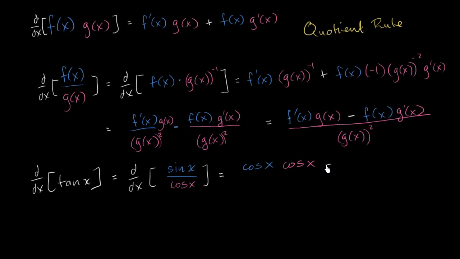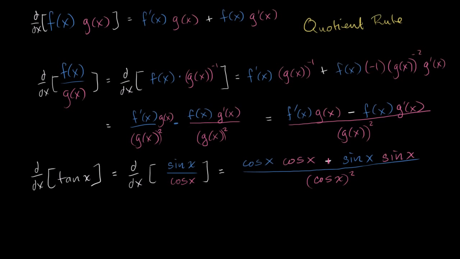minus whatever function we had in the numerator, sine of x, times the derivative of whatever we have in the denominator. Well, what's the derivative of cosine of x? Well, the derivative of cosine of x is negative sine of x. So I'll put the sine of x here, and it's a negative, so I can just make this right over here a positive. And then all of that over whatever was in the denominator squared. All of that over cosine of x squared.